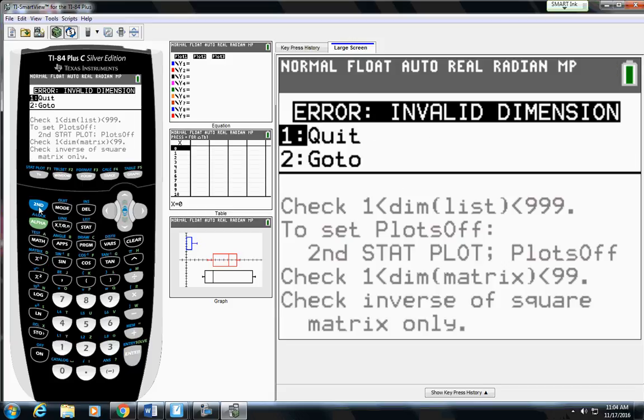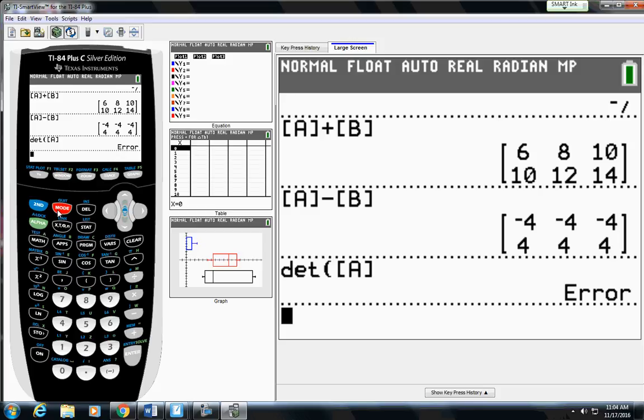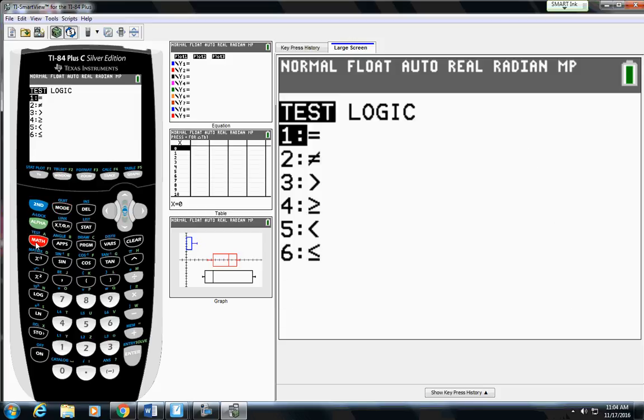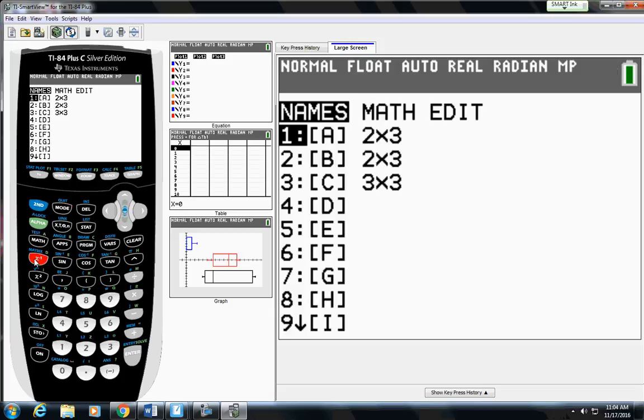Well, that must not have been where I put it. Where did I put it? Matrix A was a 2 by 3. Yeah, but where did I put it? Let me go back and see where I put it. Second matrix. I put it somewhere else. I must have put it in C.